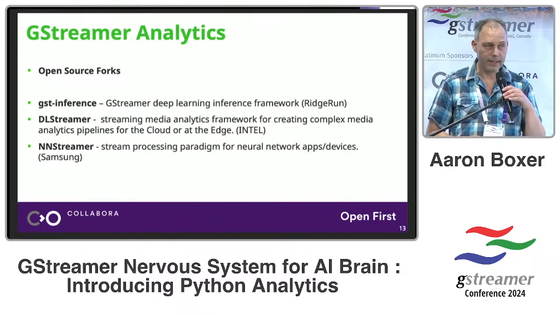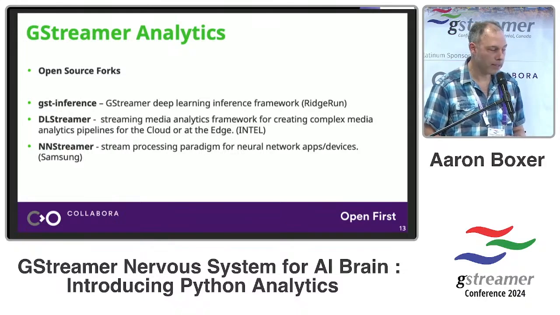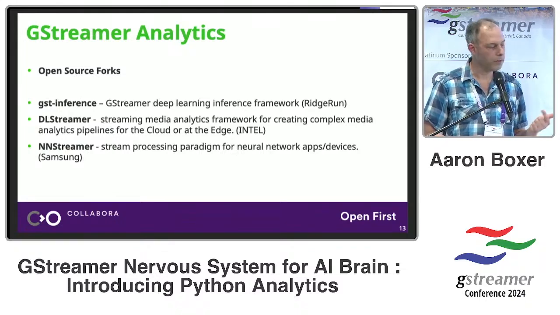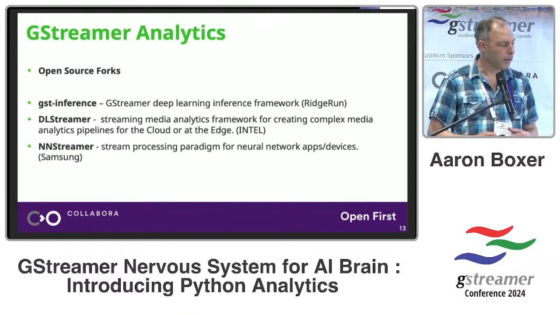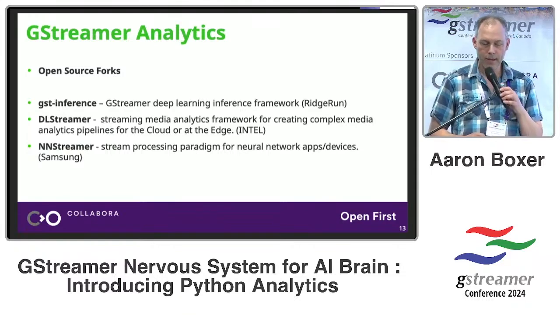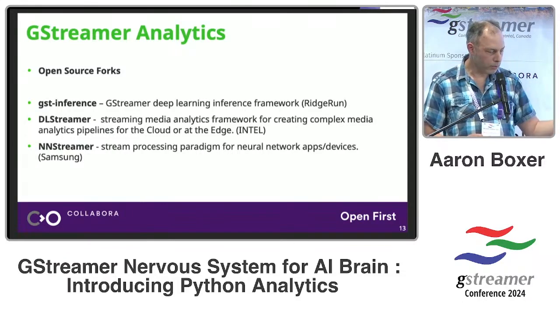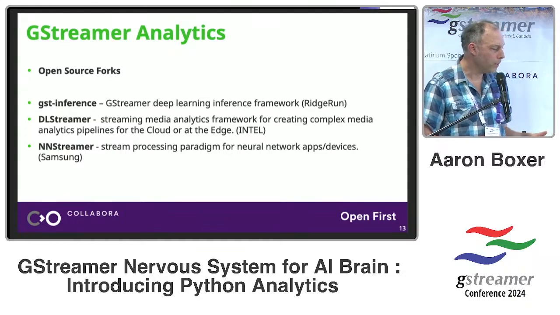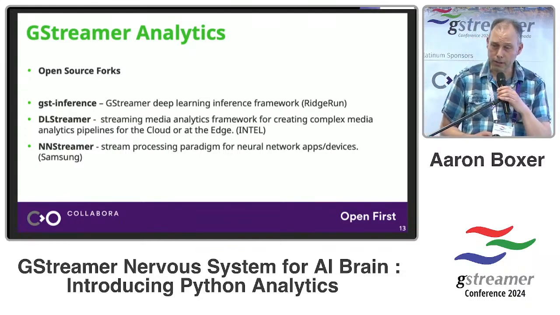There have been many attempts to integrate machine learning into GStreamer in the past. This is a list of the open source forks. GstInference from RidgeRun. We have GStreamer from Intel. This is optimized for Intel hardware. NNStreamer was originally from Samsung, and they focus more on the IoT type of work, sensor data. Of all those three open source forks, only NNStreamer can handle the new language models. The others are focused more on traditional object detection.